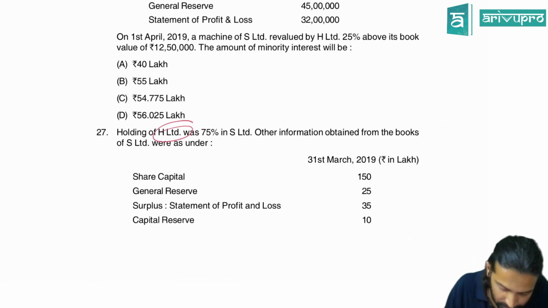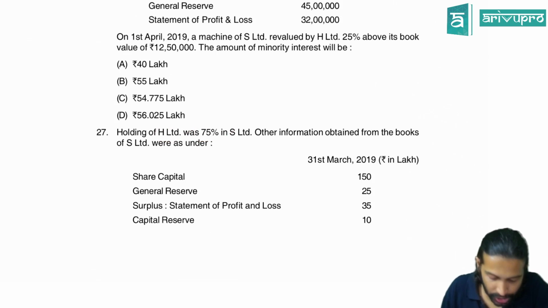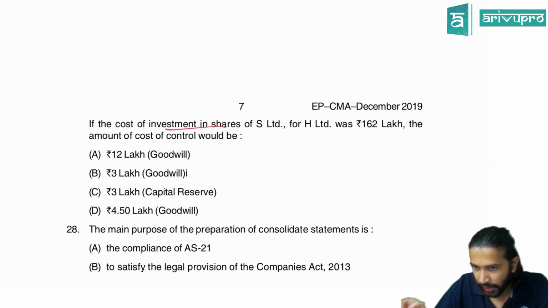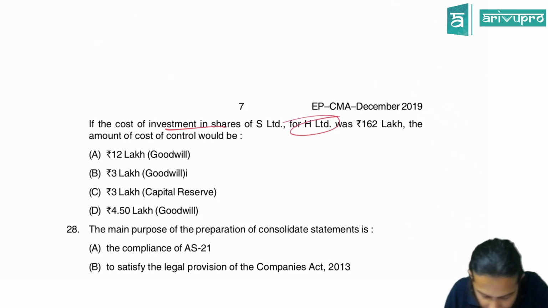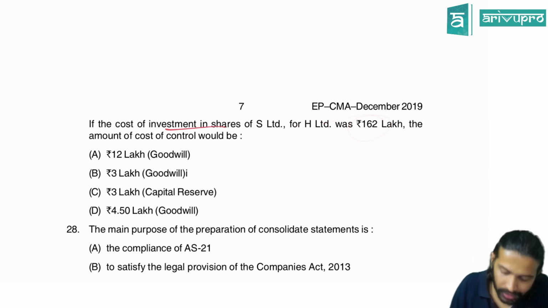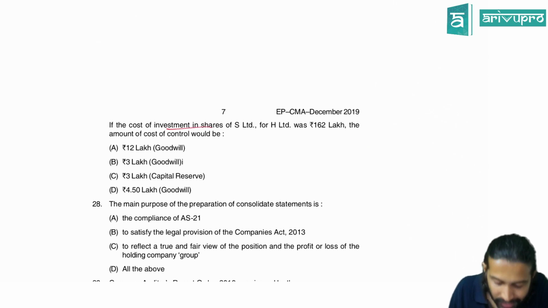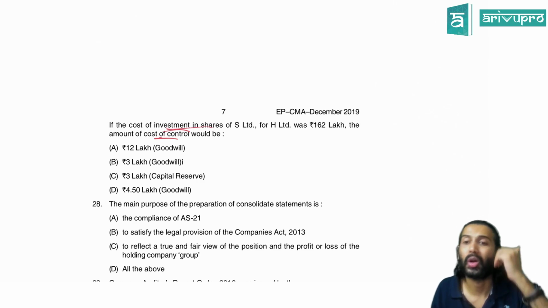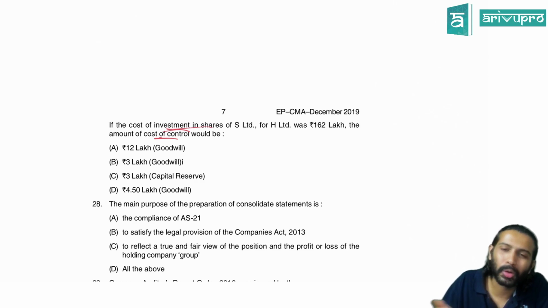Yeah, H Limited has purchased 75% shares of S. If they have to purchase, it means they have to pay some money, right? If they've invested, the cost of the investment they are saying is 162 lakhs. They are asking how much is the cost of control. Another name for cost of control is goodwill. They're asking you to compute goodwill basically.